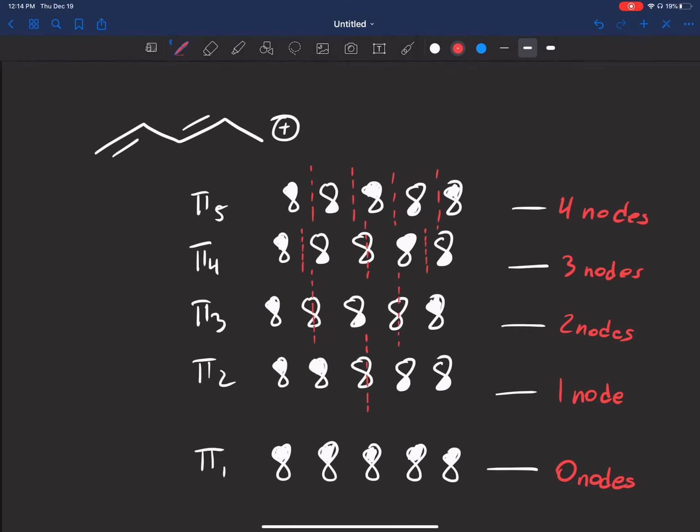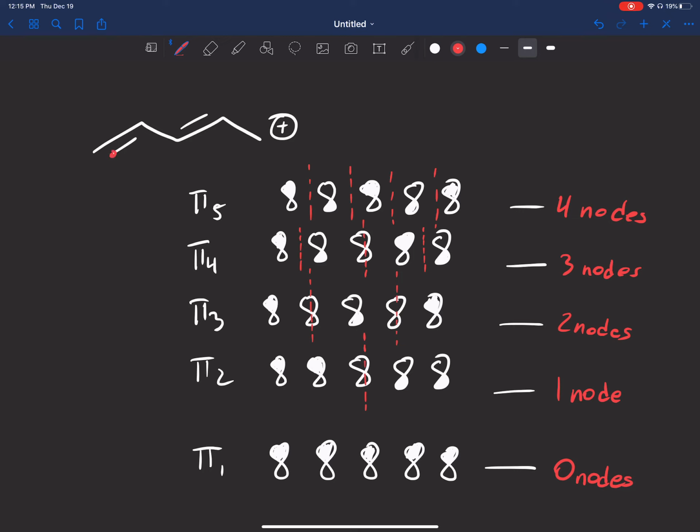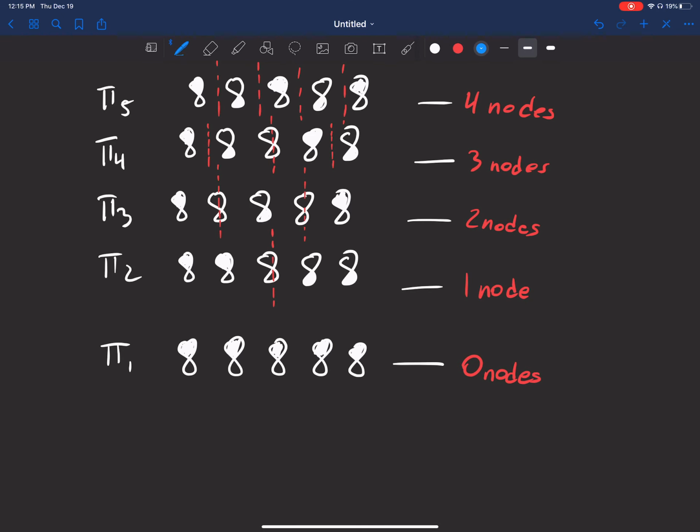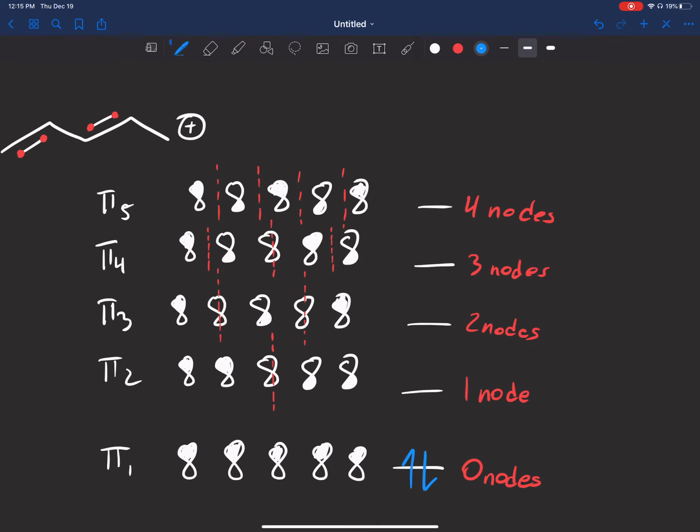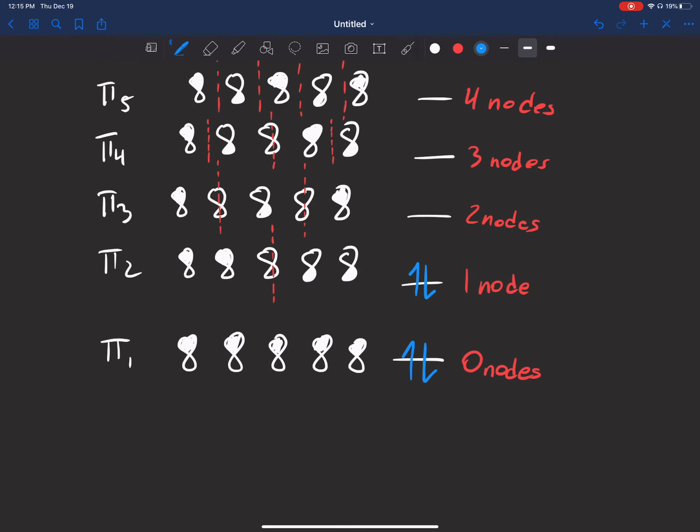Now let's fill in the electrons. How many do we have? 1 here, 2, 3, 4, and the cation doesn't give us any, so only 4. So let's fill them in. Always 2 first. We always fill up an entire row, and a row can only hold 2. So that's 2 and 2 over there. Now let's figure out our HOMO and our LUMO. So the HOMO is the highest occupied molecular orbital. That's going to be pi 2. Our LUMO is the lowest unoccupied molecular orbital, pi 3.